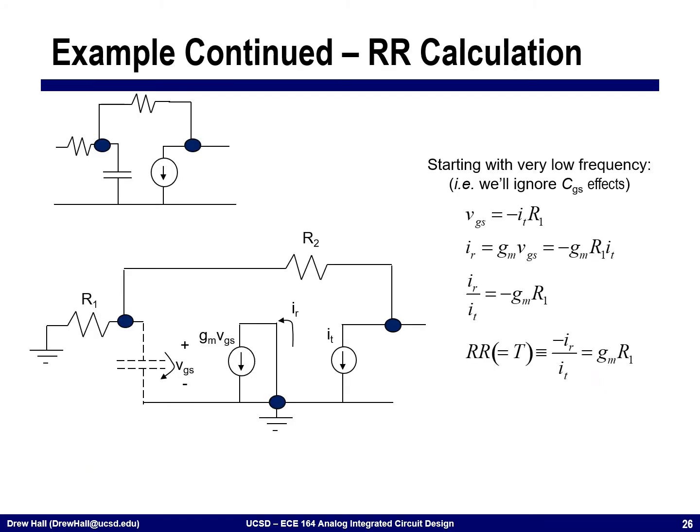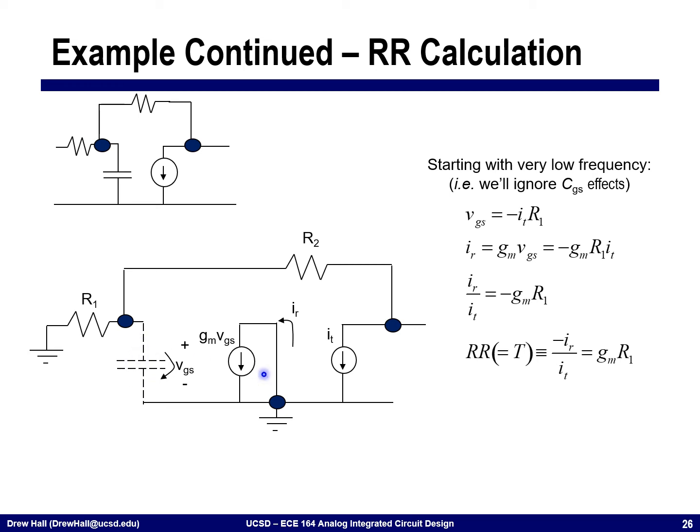All right, so let's go back to this example, and let's now calculate the return ratio. So again, we're going to start by ignoring the effect of C_GS. We can add it back in with pretty much relative ease in just a second.